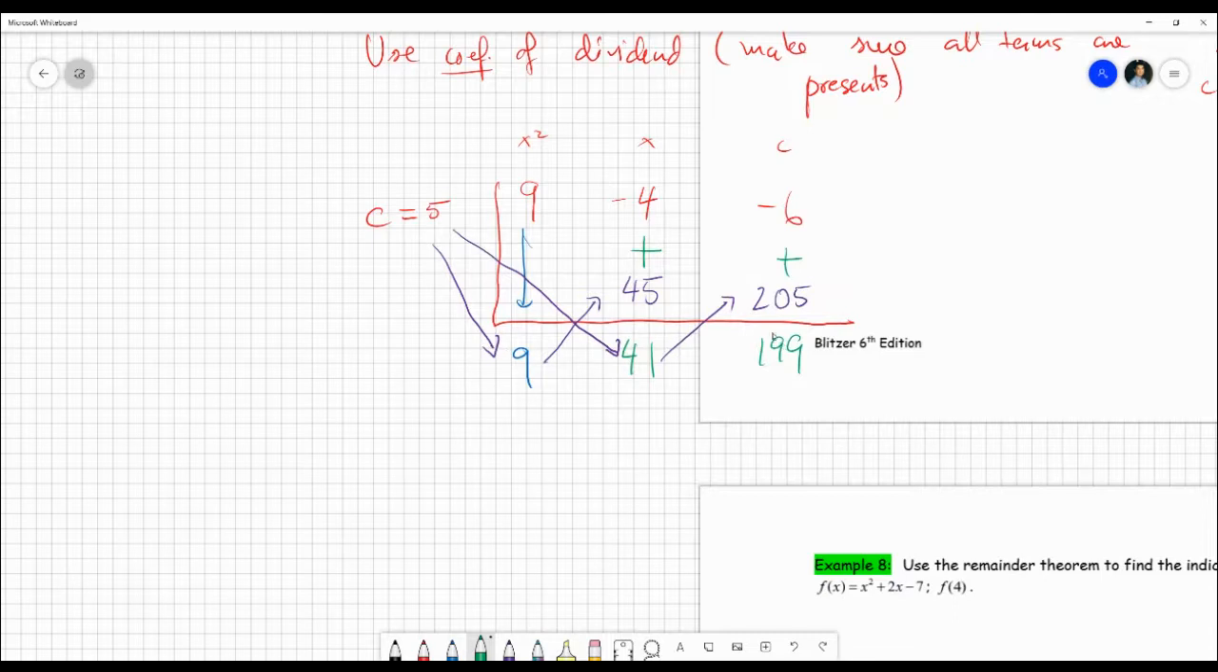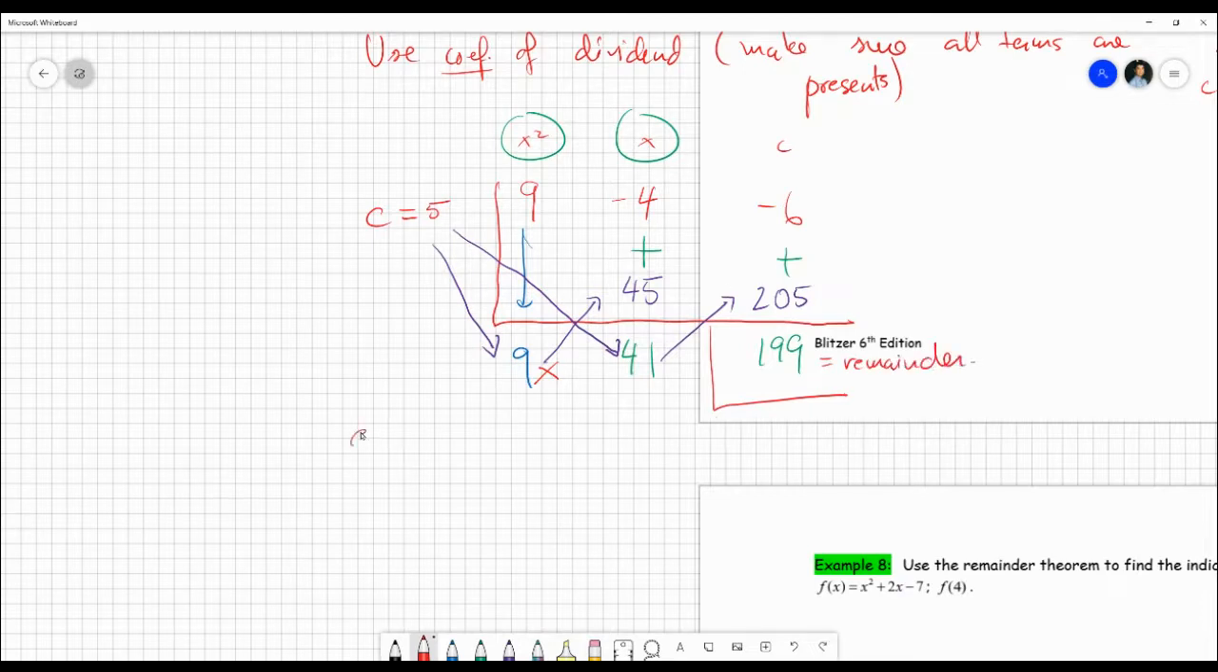So what do all these numbers here mean? Well, here's the reason why I put these up here: after you finish, the degree of each of these numbers down here will be 1 less than what you wrote up here. So here you start out with an x squared, so this 9 here is going to be an x. Here you started with an x, now you're going to have a constant. Here you have a constant, this is going to be our remainder. So the last number here is always going to be the remainder.